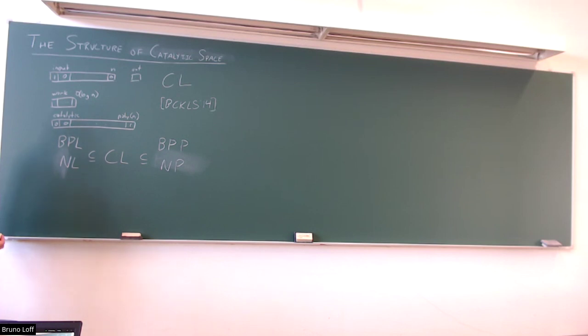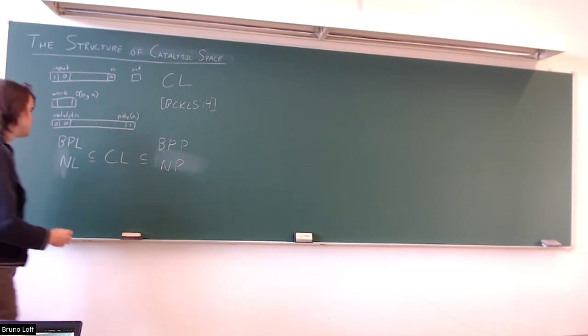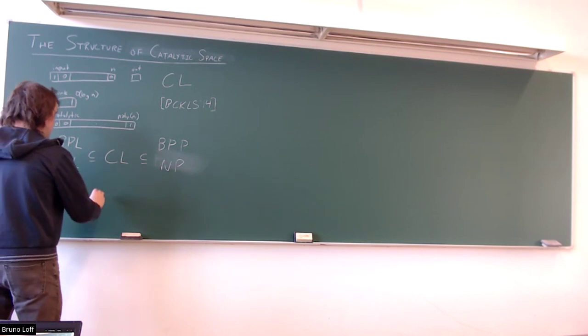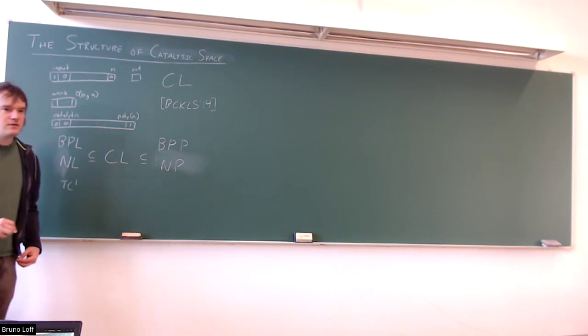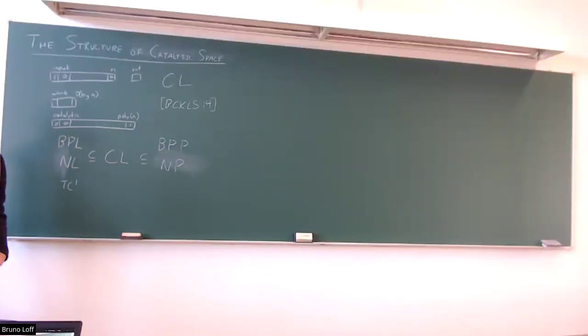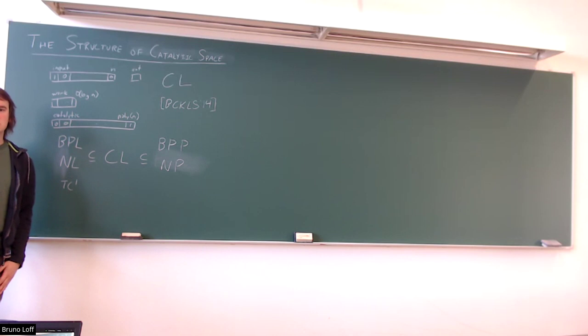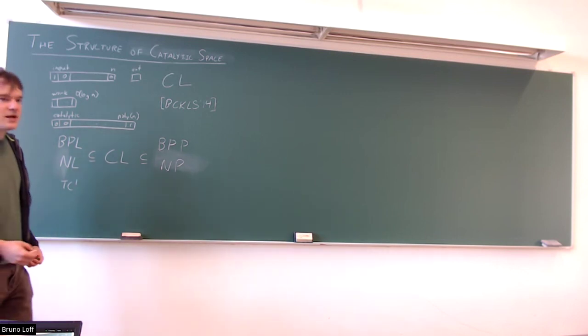Paper showed, and roughly speaking, the actual class inclusions here are the best that we know. And I will just say what these actually are. We have that the class TC1 of log depth threshold circuits is contained in catalytic logspace. And this is a class that is more powerful than BPL or NL. In fact, it can compute problems like the determinant that we don't think are in either of these. So it's a pretty strong class.